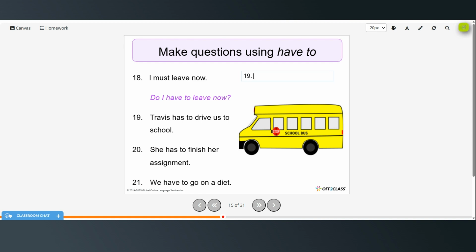For 19, Travis has to drive us to school. So does Travis have to drive us to school? For 20, does she have to finish her assignment? And 21, do we have to go on a diet?